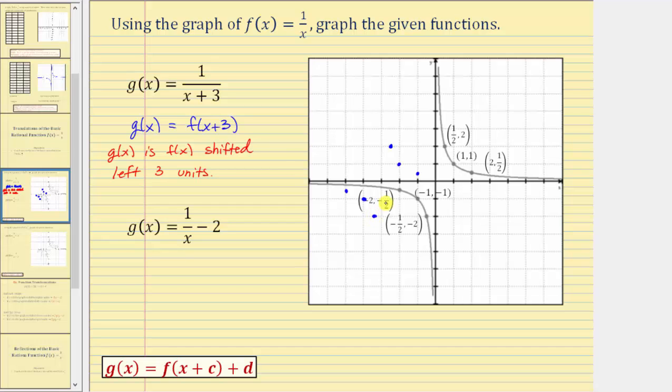For the parent function, the vertical asymptote is the y-axis, which is x equals 0. If we shift that left 3 units, the vertical asymptote will be x equals negative 3, which is here.